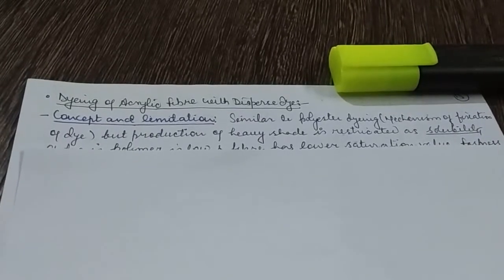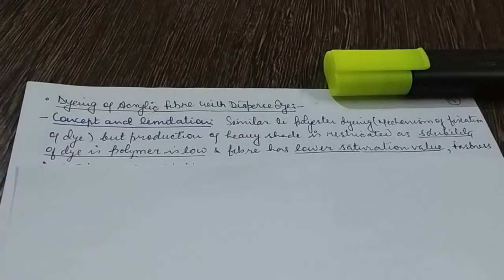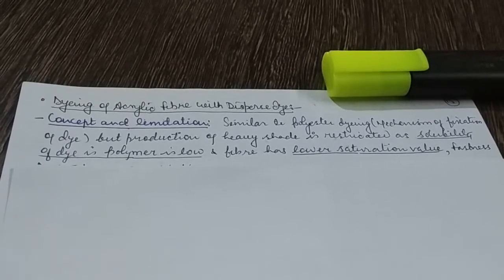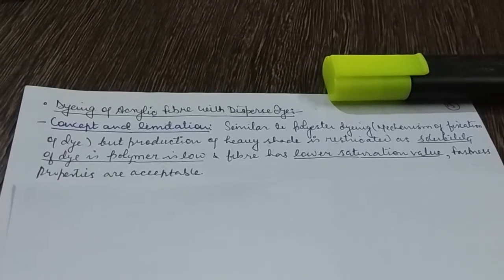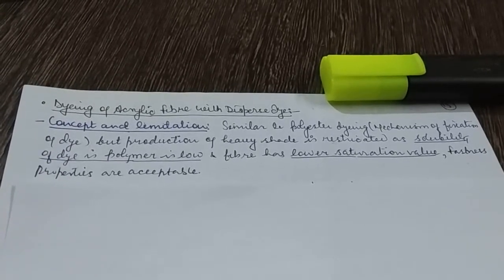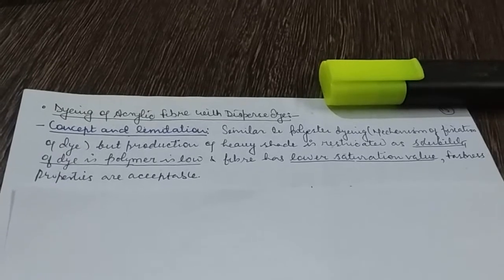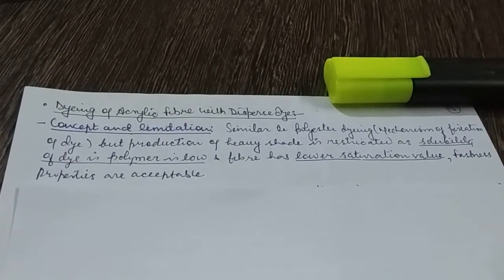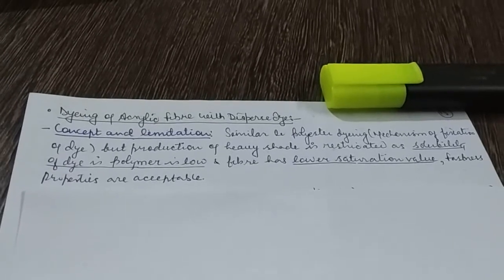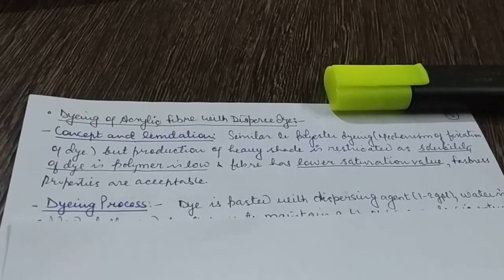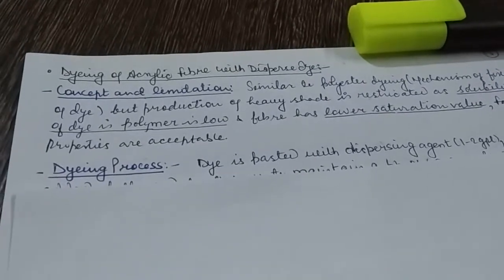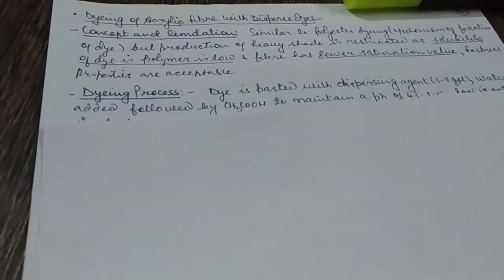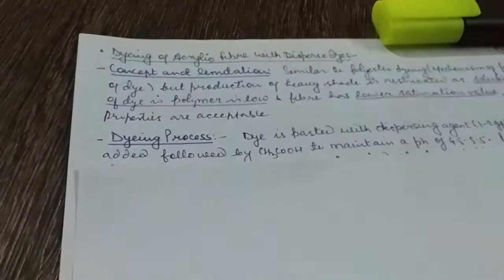but production of heavy shade is restricted as the solubility of dye in the polymer is low, and the fiber has a lower saturation value. Fastness properties are acceptable. In the case of acrylic fiber, dispersed dye has lower solubility in the fiber, and the fiber has a lower saturation value for dispersed dye. That's why this process is limited up to light shade on acrylic fiber.